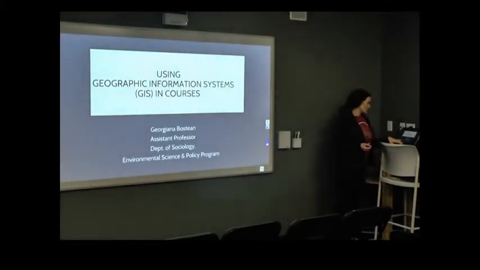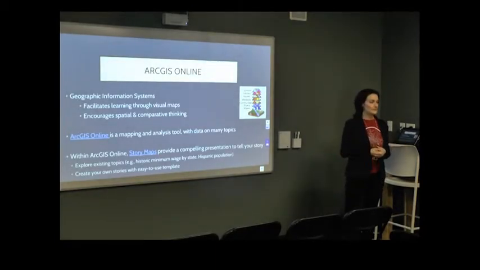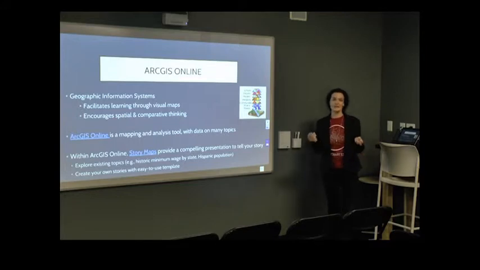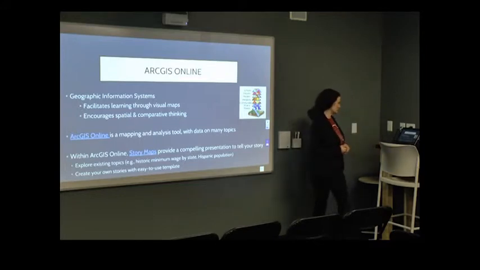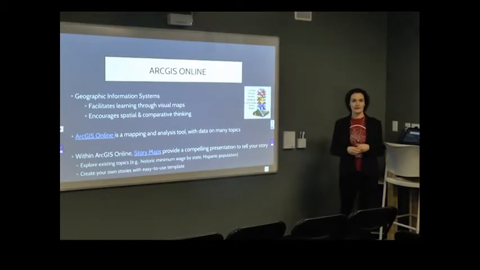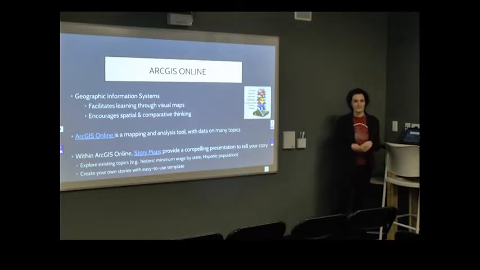So what is Geographic Information Systems? It allows the user to pull information, spatial and temporal information, from a variety of different sources on almost any topic that you can think of: environmental data, transportation, social, cultural information, historical, as Justin was telling me earlier. And it encourages your students to think spatially and also in a comparative framework. And I'll give you an example of that in a moment.